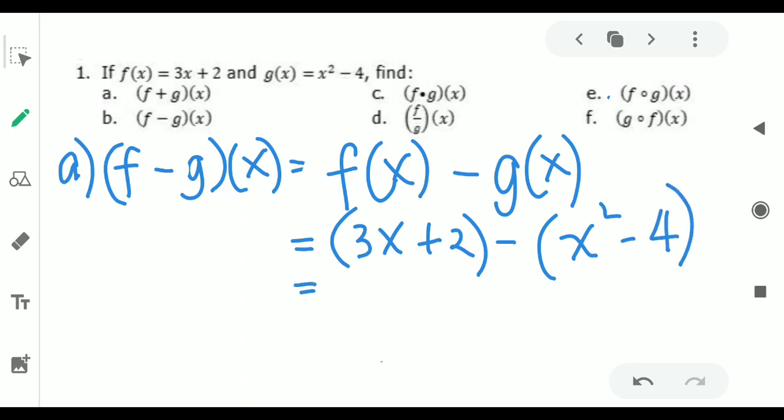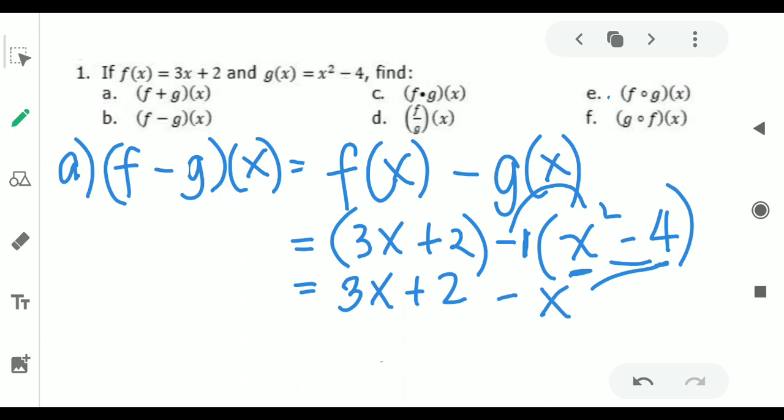So we take out the first expression out of the parenthesis, that's 3x plus 2. Now to take out the second expression out of the parenthesis, we have to multiply each of the terms by -1, because there is like an invisible -1 there. So, -1 times x squared, that's negative x squared. -1 times -4, that's positive 4. So, we do plus 4.